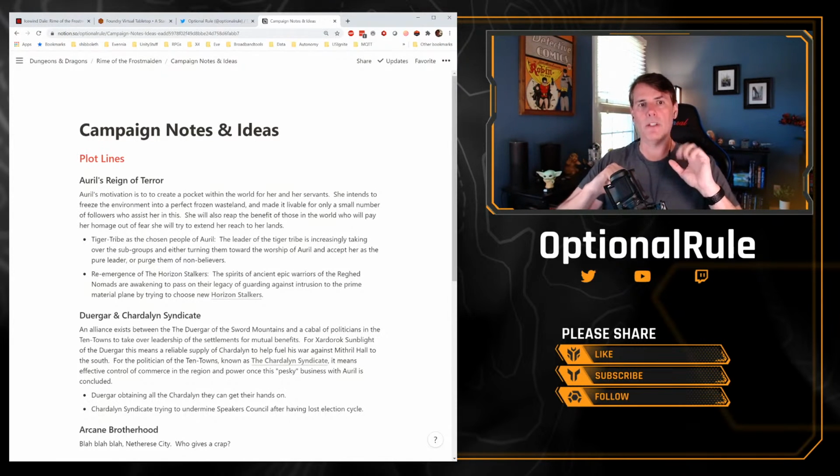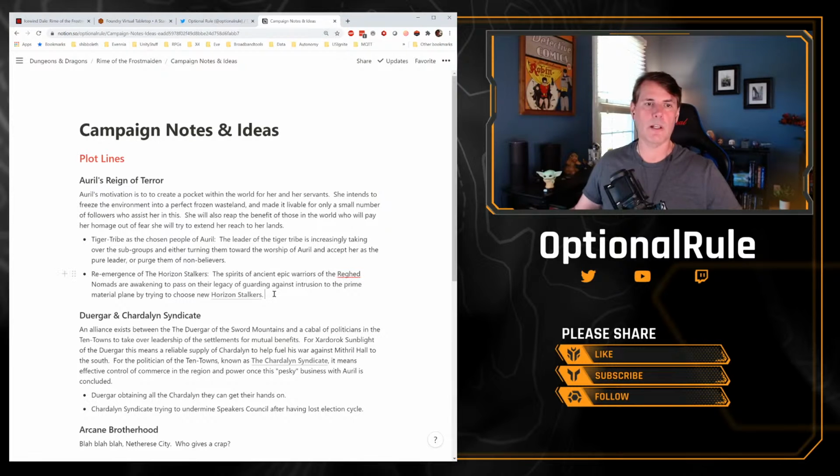That's not that modified. I just added some flourishes because it's more of a reason, and I have two subplots that are happening. These are not in the book. First, the Tiger Tribe, this is inspired by something in the book. The Tiger Tribe of the Reghed Nomads, they have turned to Auril worship. The leader of them is trying to unify all the individual Tiger Tribe groups, the clans, under her as the leader, and move forward and wipe out the other Reghed Nomads. So they're in that process, so she's taking control of her folks.